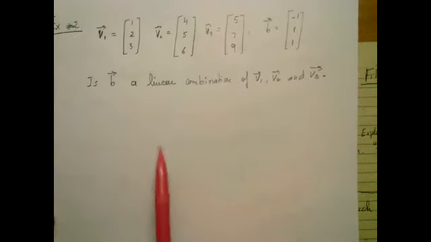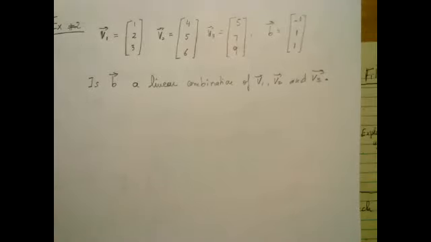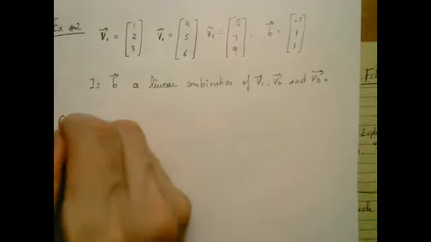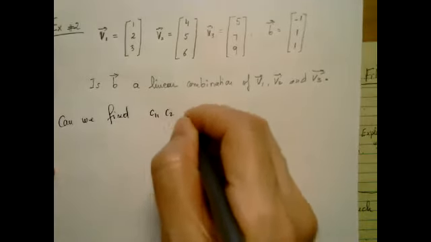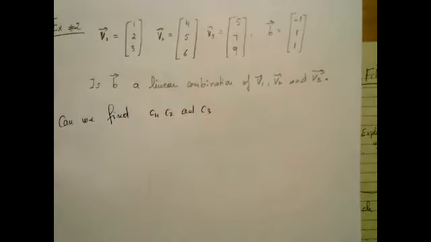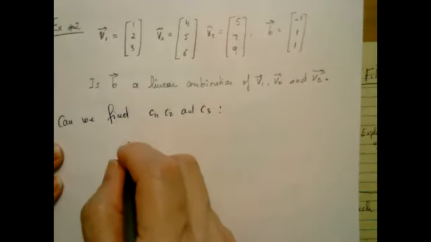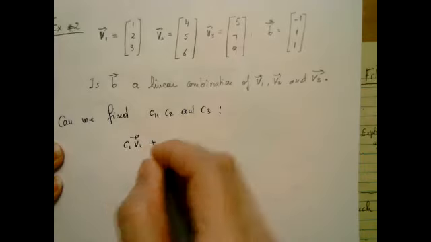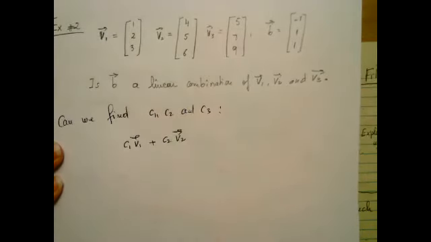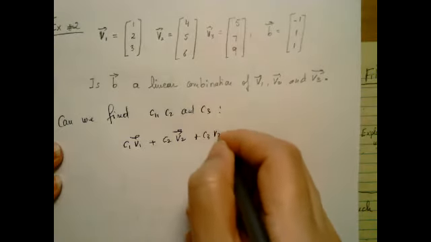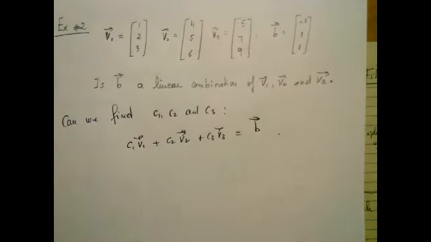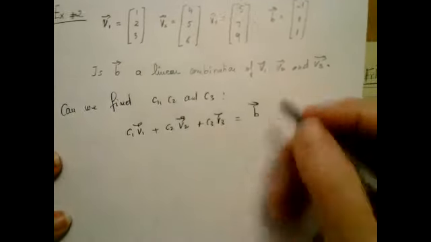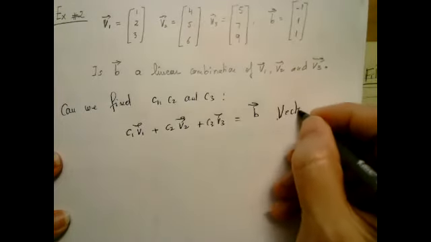Is B a linear combination? What does it mean? It means, can I find C1, C2, C3? Can we find weights C1, C2, and C3, because I have 3 vectors, such that... That's really my question. If I stretch V1 by a little bit, then I stretch V2 by a little bit, then I stretch V3 by a little bit, I hit the vector B. So finding if B is a linear combination is really boiling down to solving this equation that we call a vector equation.